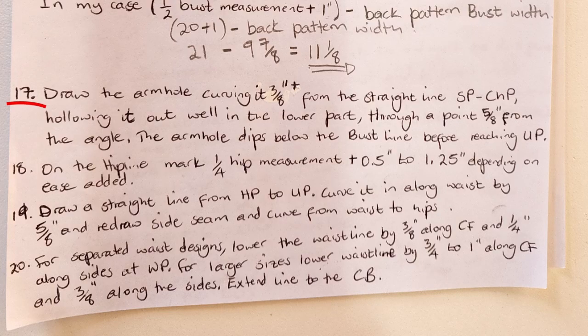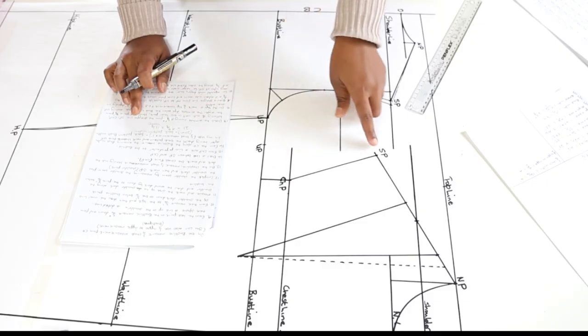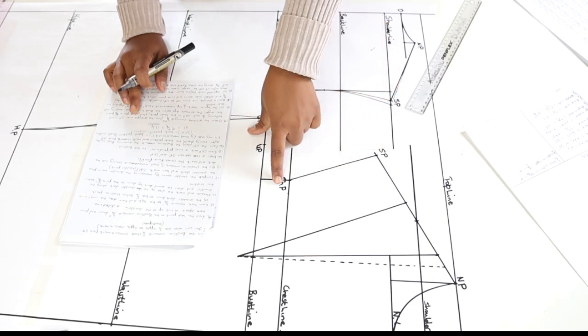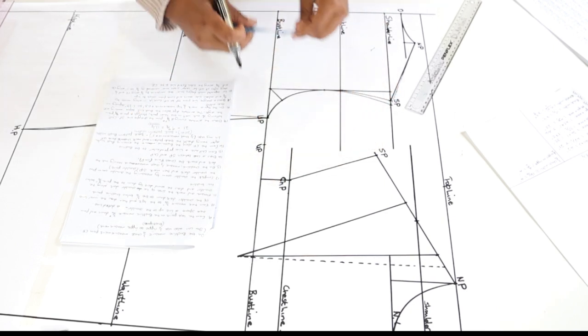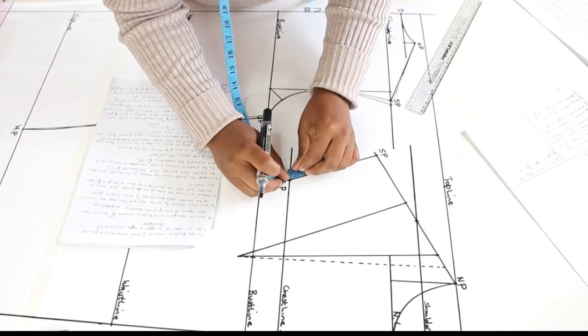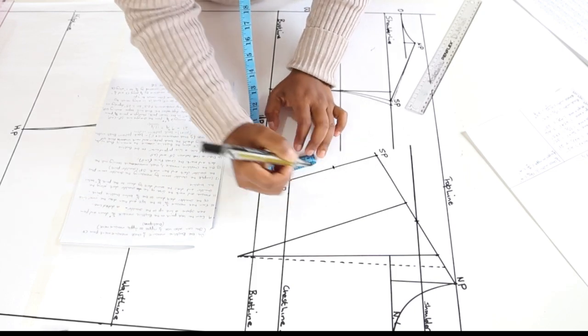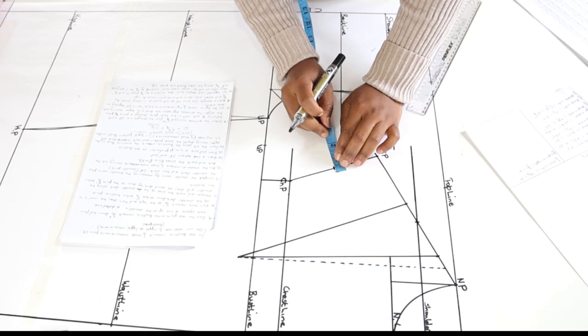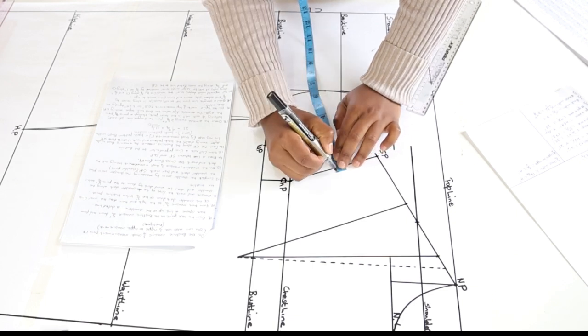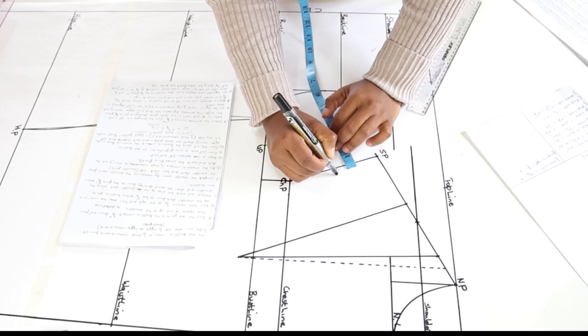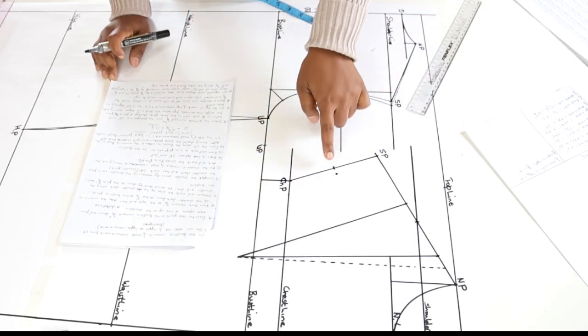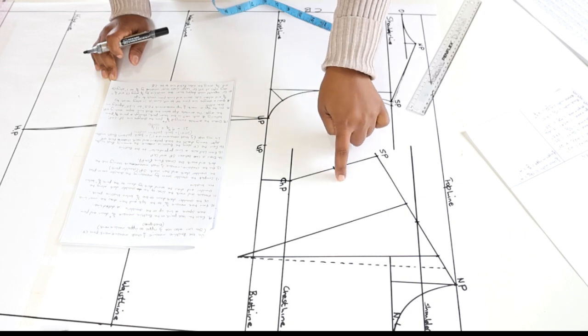And then now we are going to draw the armhole, curving it 3/8 of an inch plus, meaning we curve it 3/8 of an inch or above from the straight line of SP and CHP. To do that, we are going to find half of this line. We are then going to measure the 3/8 of an inch going inwards like that. So when we are drawing the armhole curve, it will either go through this point or slightly up above it.